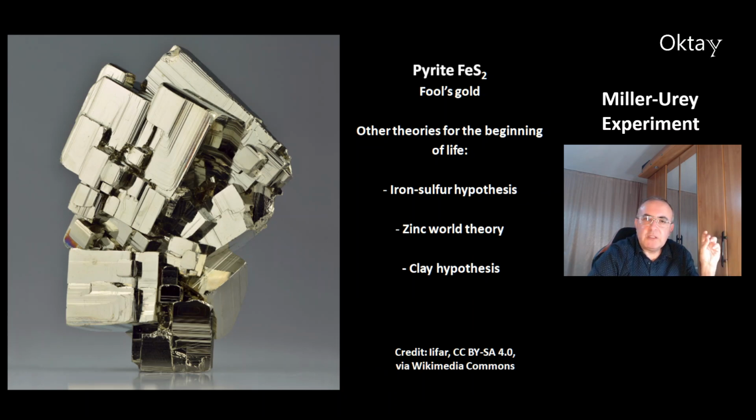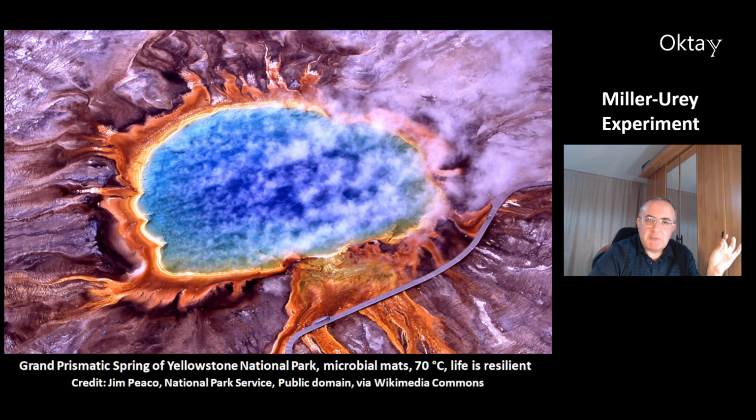This is a nice picture of pyrite, iron disulfide, also called fool's gold. These are other theories for the beginning of life. One is the iron sulfur hypothesis, and there's the zinc world theory and the clay hypothesis. This is a nice picture of the Grand Prismatic Spring of Yellowstone National Park. You can see the microbial mats in different colors. This place has a temperature of 70 degrees Celsius, and this shows you life is resistant. It can adapt to extreme conditions, but there's a limit.